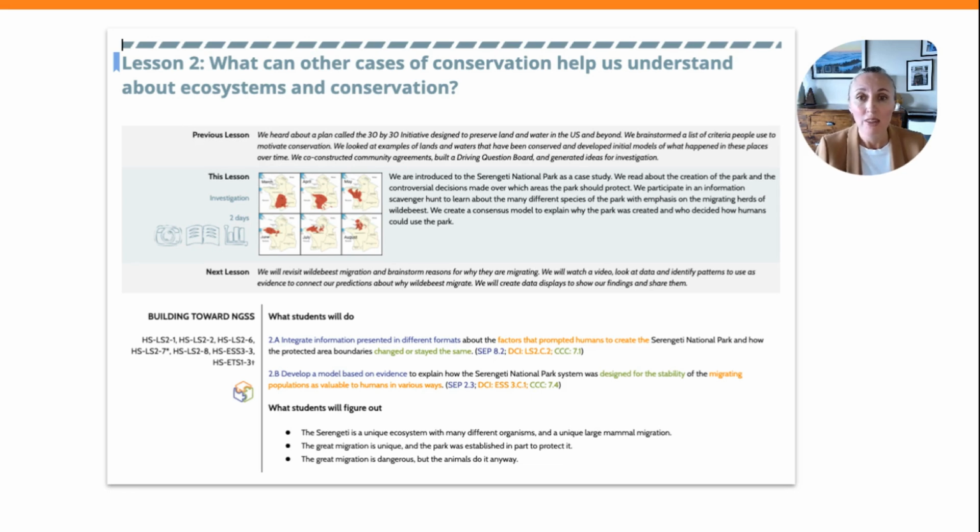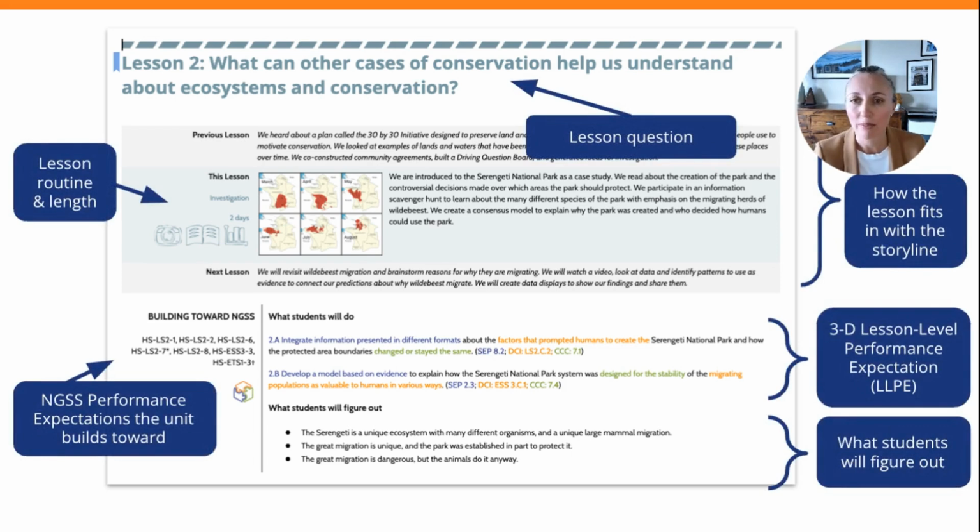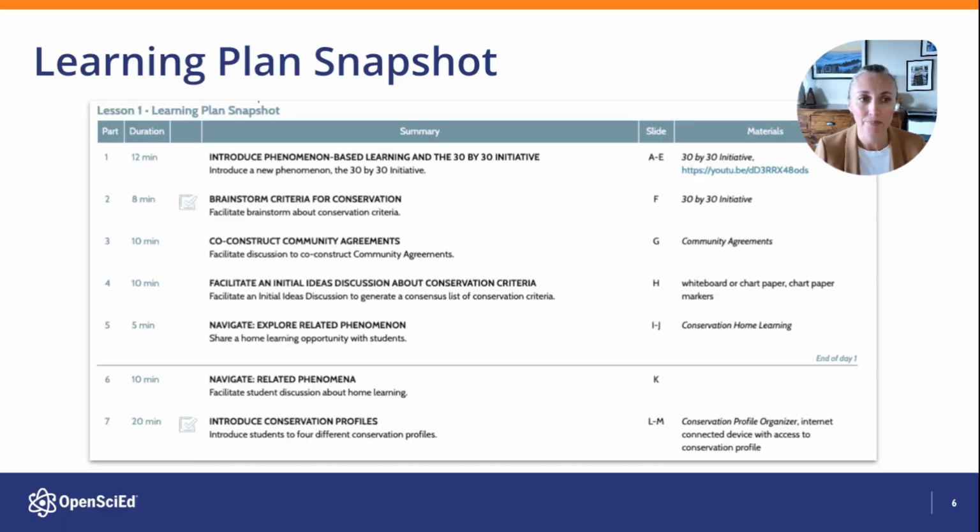The first section is the lesson overview, and it gives you the big picture: where the lesson fits into the unit, what students will figure out, and how it builds towards the NGSS aligned outcomes. You'll see at the top the lesson question, then some information about the routine and length, and how the lesson fits in the storyline. At the bottom, we have information about both the NGSS performance expectations, the 3D lesson level performance expectations, and what students are going to figure out during the lesson. So it's a big picture idea of what's happening in this lesson.